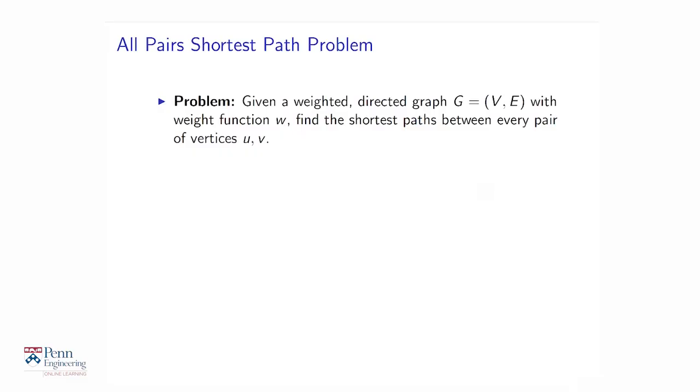But you can imagine other uses for the all pairs shortest path problem. So the problem is the following. Given a weighted directed graph G equals (V, E) and a weight function W, we want to find the shortest paths between every pair of vertices u and v.